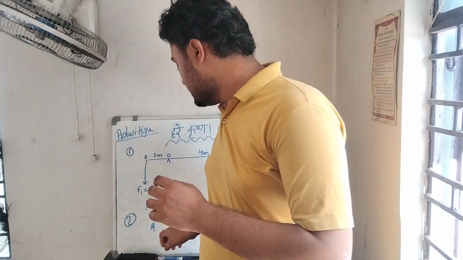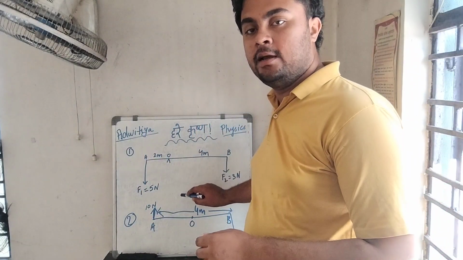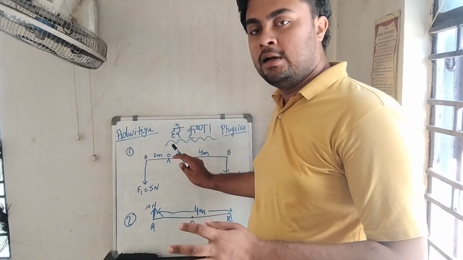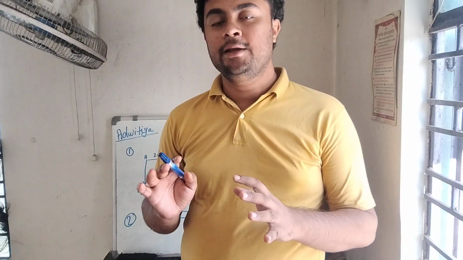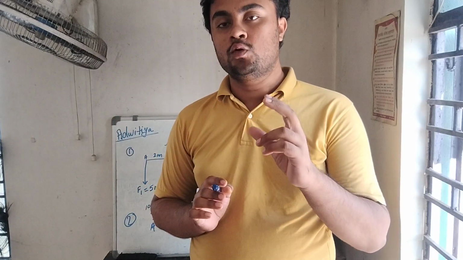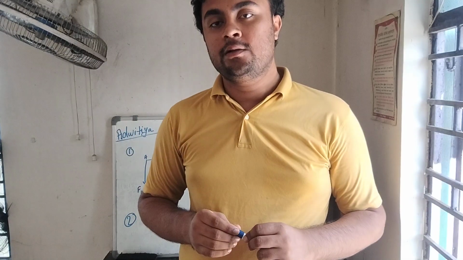Okay. So first we have these two numericals given here. I hope this board is visible to you. I am not 100% sure about the visibility, but these two numericals are given here. Now what we need to do: first we need to know what is the formula for moment of force. The formula for moment of force is force into perpendicular distance from the point of pivot.